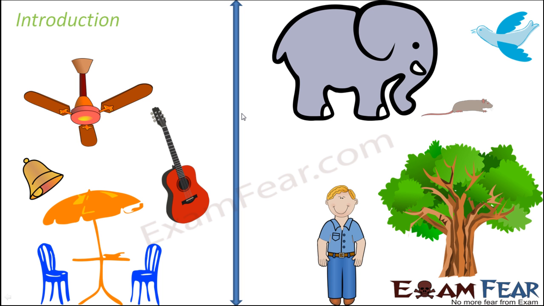On this screen, you see a lot of things on the left hand side which are non-living, like table, chairs, fans, guitar, bell. Whereas on the right hand side, you see a lot of animals which are living, like elephant, mouse, birds, human beings, even plants. So these are all living organisms. What basic difference lies between these two?